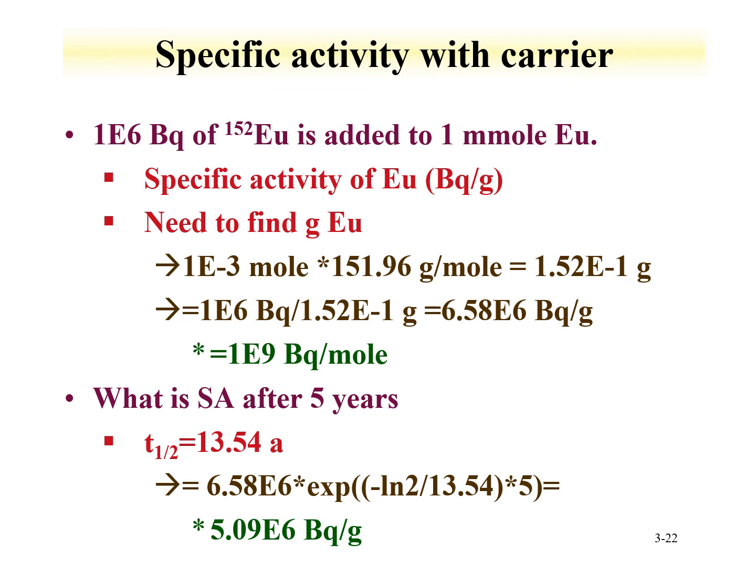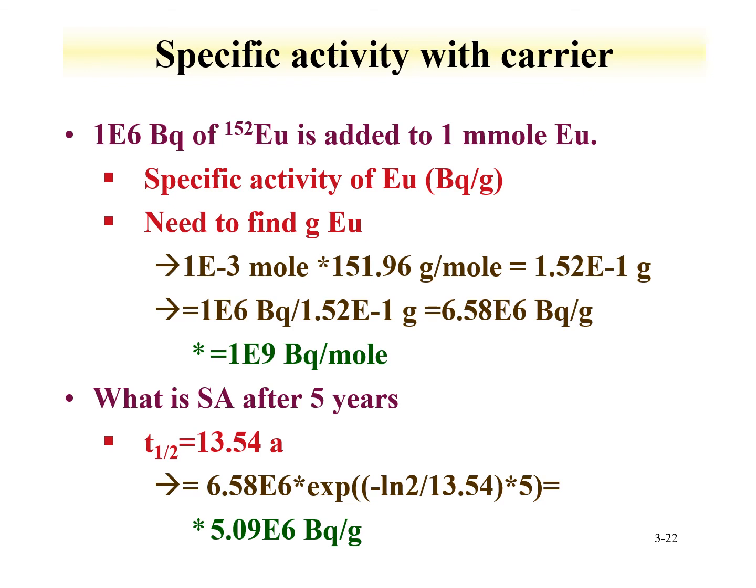So I could get the specific activity of the europium in becquerels per gram. How many grams of europium are present? Well, the mass of the europium-152 I'm adding is insignificant compared to the stable europium. So I have 1 times 10 to the minus 3 moles of europium. This is my molecular weight. I have so many grams. And I put in 1,000,000 becquerels divided by so many grams. I get 6.58 times 10 to the 6 becquerels per gram.